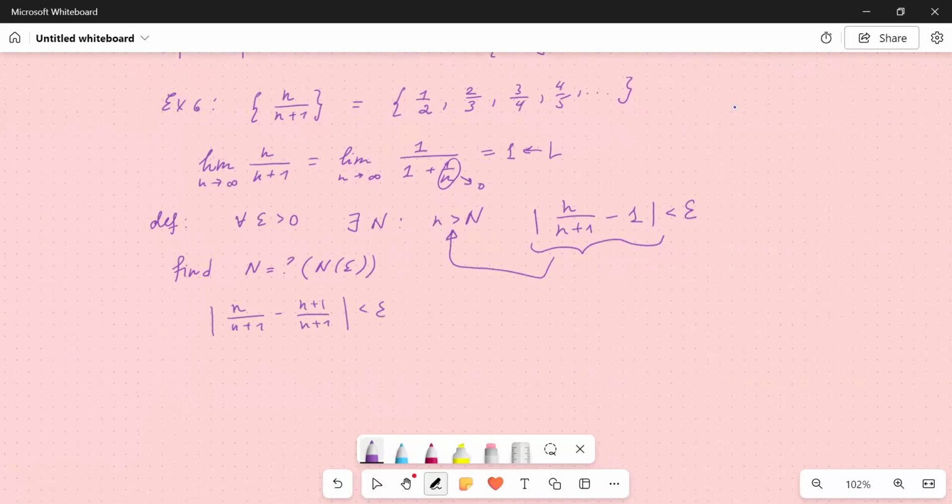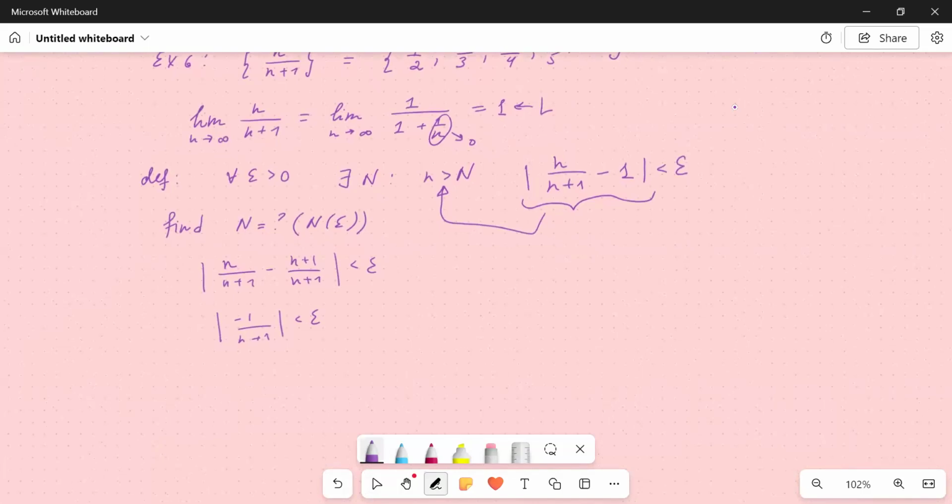And common denominator is going to give me what? N minus n, here minus 1, right? So I'm going to have minus 1 over n plus 1, absolute value is supposed to be less than epsilon, which is going to bring me to minus 1 absolute value is equal to 1. 1 over n plus 1 is supposed to be less than epsilon.